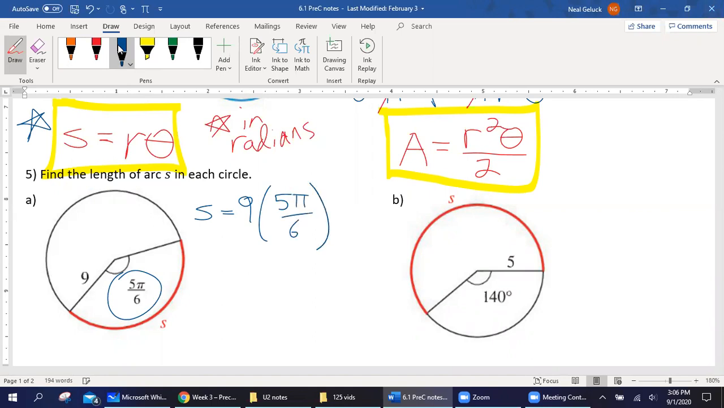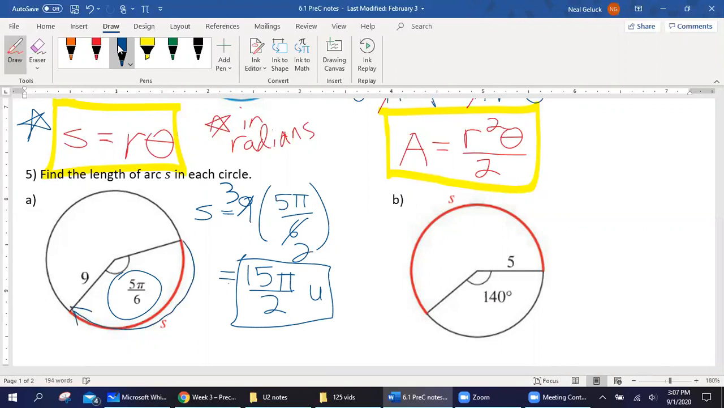And now we're not going to actually use our calculator here. We're going to leave these in terms of pi, which is what we'll be doing pretty much throughout this course. So I would just reduce down, and we get 15 pi over 2, and that is the length. And I'm going to put U for units. That's just so I remember that that's not a radian angle. That's the actual length of that arc.